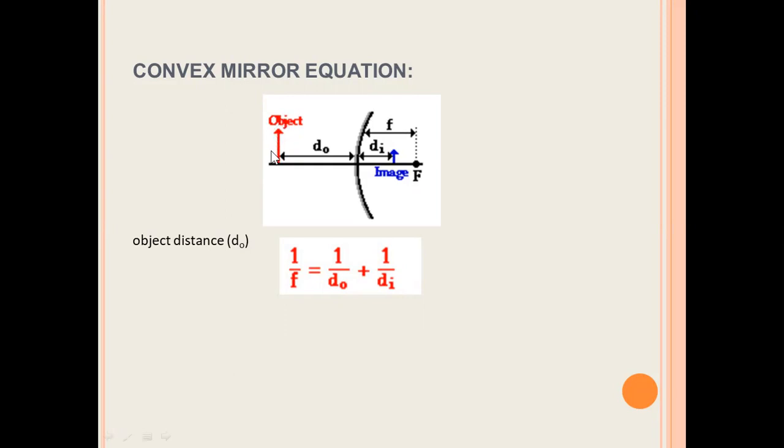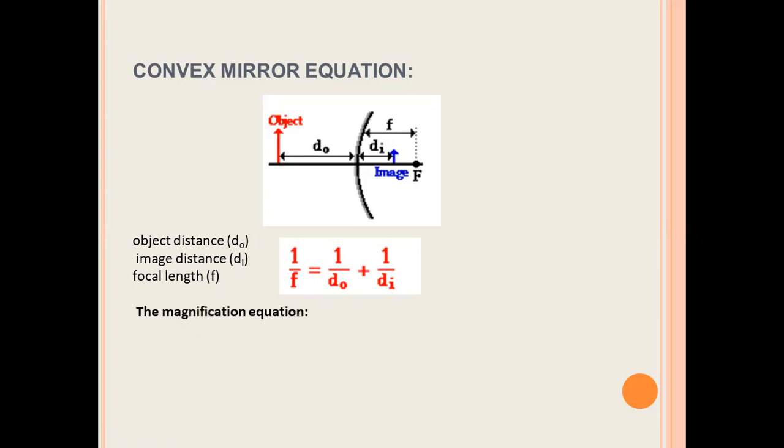This is the distance of the object that is placed in front of a convex mirror. So the distance between this object and the surface of this convex mirror is termed as DO. On the other hand, DI is the image distance. This is the distance between this image formed and the back of the convex mirror. Then F stands for focal length. This is the distance between the mirror and point F.